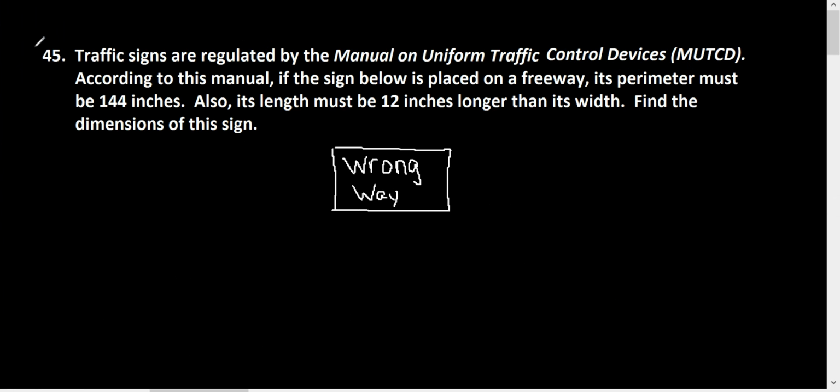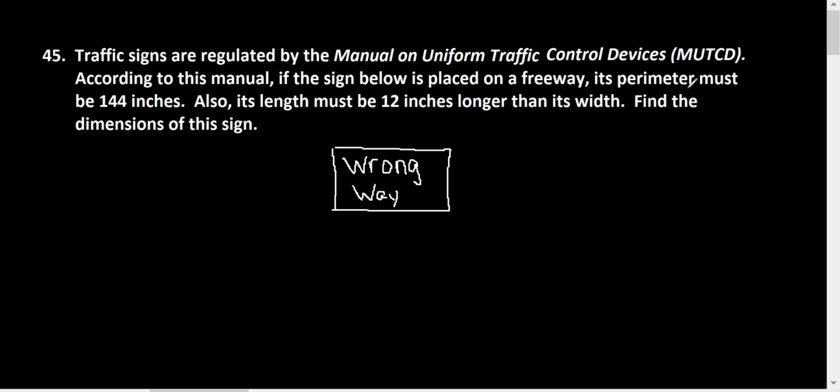All right, number 45. I've got the traffic signs are regulated by the manual on uniform traffic control devices. According to this manual, if the sign below is placed on a freeway, its perimeter must be 144 inches. Also, its length must be 12 inches longer than its width. Find the dimensions of this sign. All right, so let's see. Read it once, read it again, if need be.